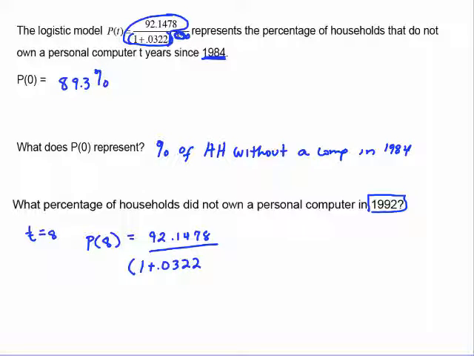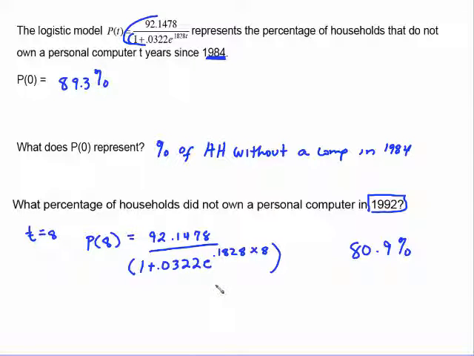0.0322 e to the 0.1828 times 8. Close your parentheses, and that's all you have to enter in the calculator, and this works out to be 80.9%.